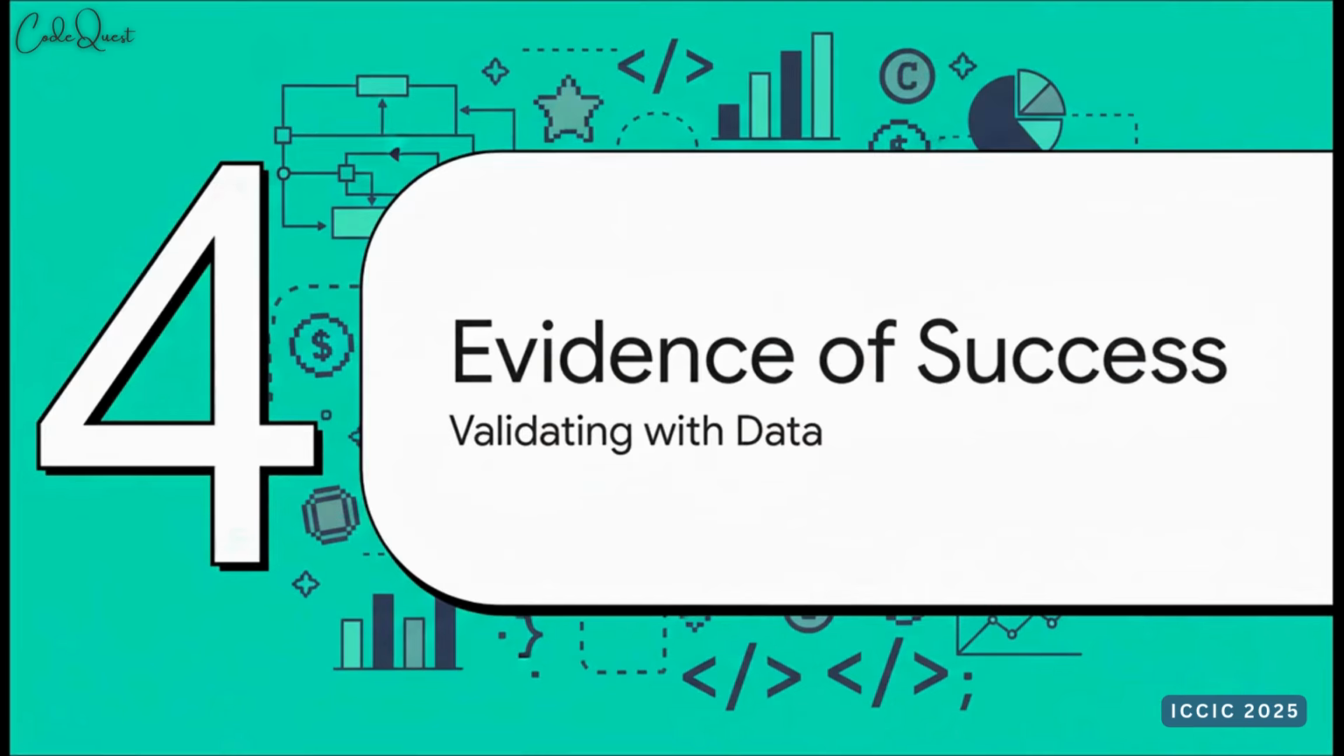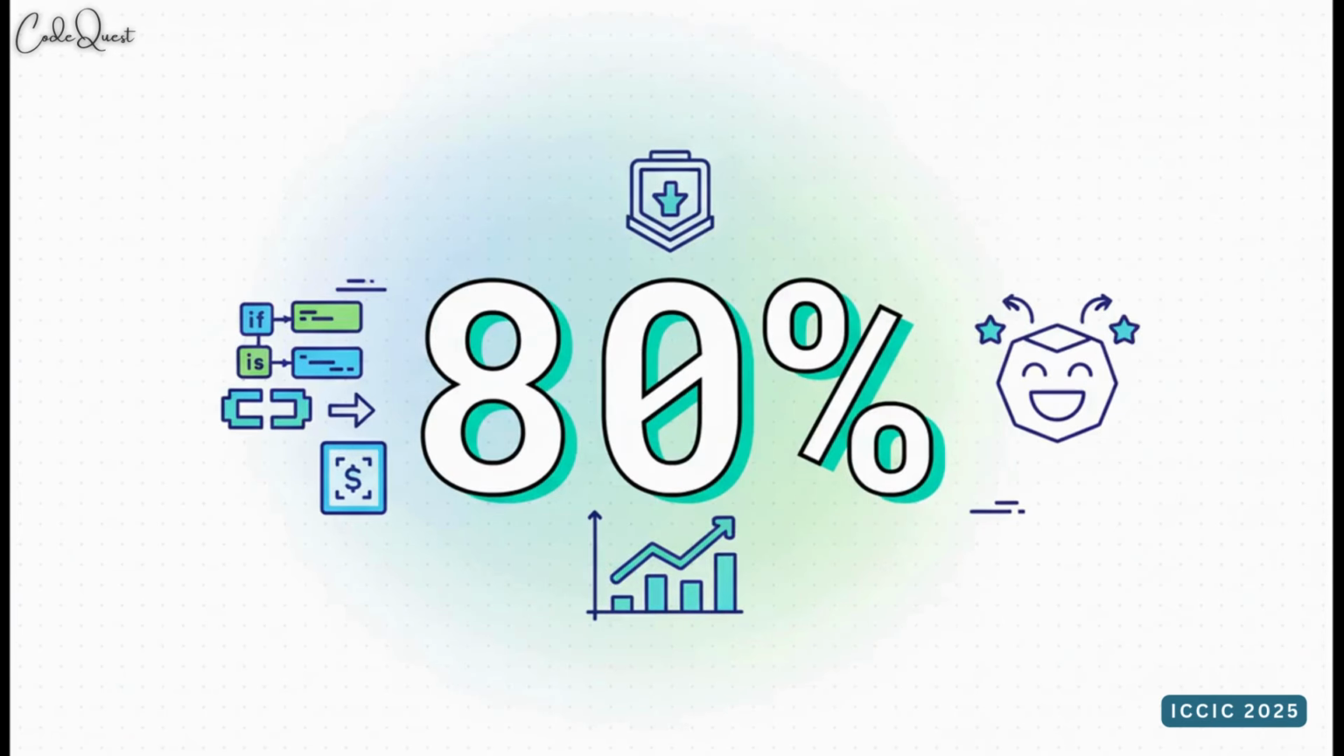That all sounds great, but what's the proof? Does it actually work? Let's jump into the evidence of success and look at some real data. The results? They're really encouraging. Get this, a whopping 80% positive feedback from brand new computer science students, folks learning to code for the very first time. That tells you a lot about how effective and easy to use this thing is.